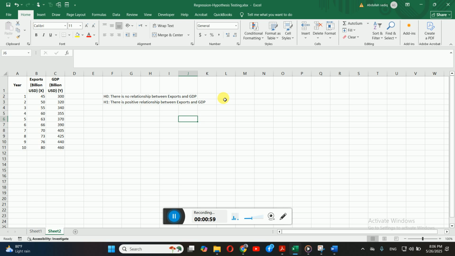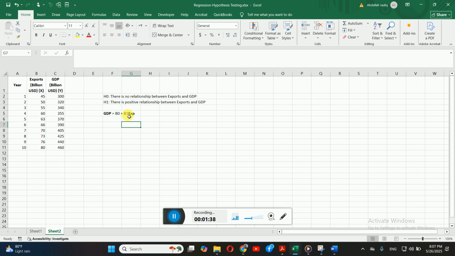The concept behind this, students, is that the model says GDP equals beta naught plus beta 1 times x. This is the deterministic model. Here x is the exports. Okay, dear students, GDP is our dependent variable and exports is our independent variable. Now I'm exploring the relationship between these two variables. Keep in mind this beta 1 is the coefficient of exports.